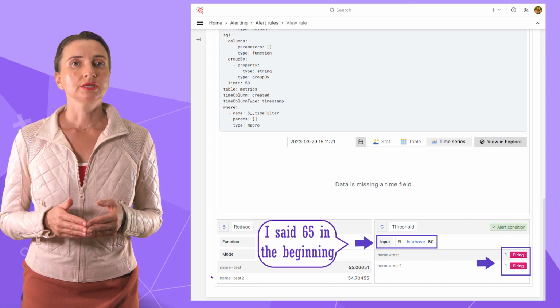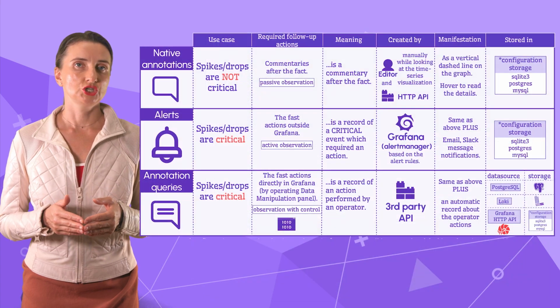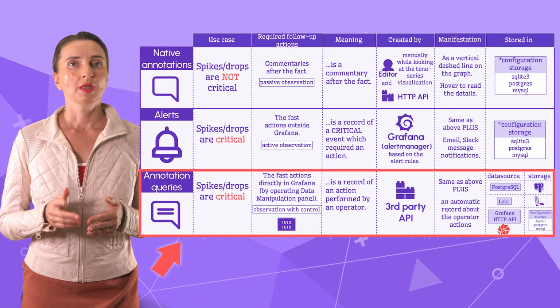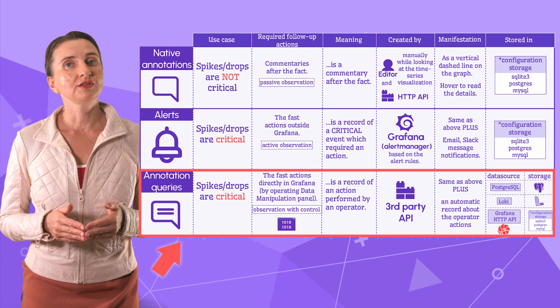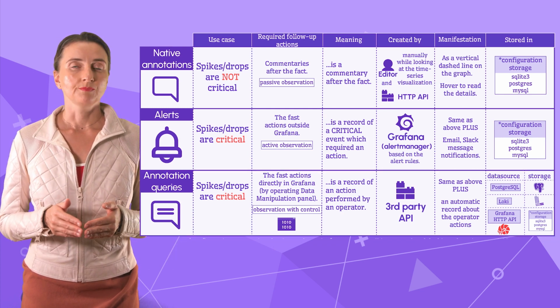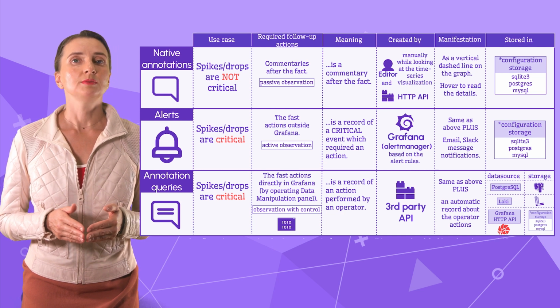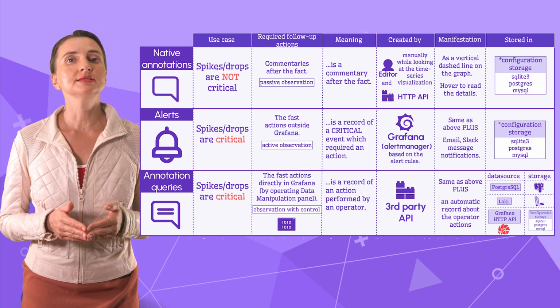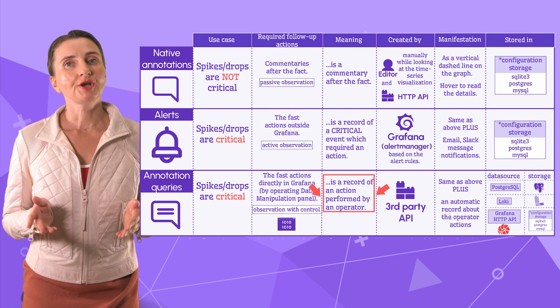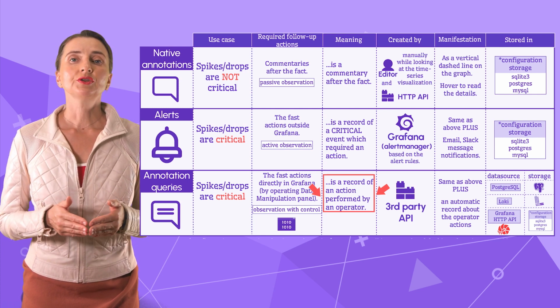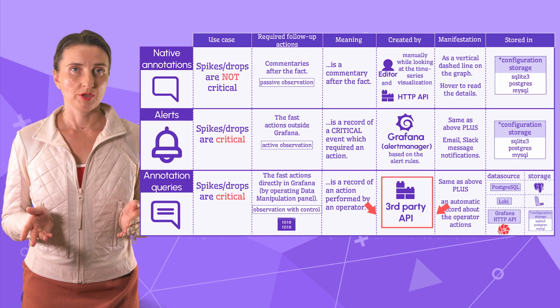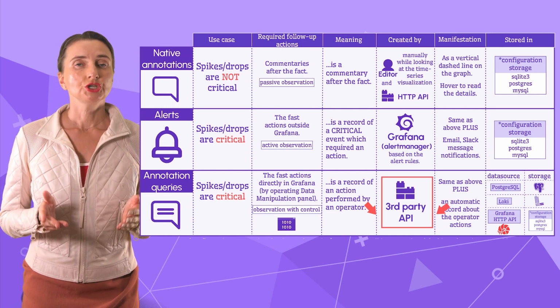Let's return to the schema to review the last annotation type, annotation query. I plan to dive deeper into the annotation queries in my next video with a step-by-step tutorial. For now, I will say that the meaning of annotation query is a performed action. Those records, which from the data point of view are the same as annotations, are created by third-party API. As for the storage, it could vary.